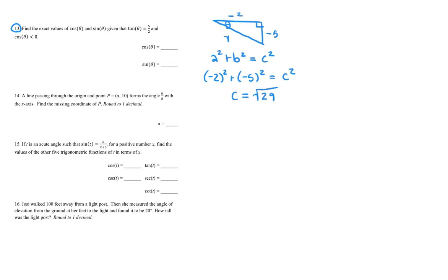Okay, beautiful. So now we have our triangle. Now we can make values for cosine and sine. So cosine of theta, remember that cosine of theta is adjacent over hypotenuse, so cosine of theta is going to be -2 over my hypotenuse, which is root 29, and then sine of theta is going to be opposite over my hypotenuse, so -5 over square root 29.